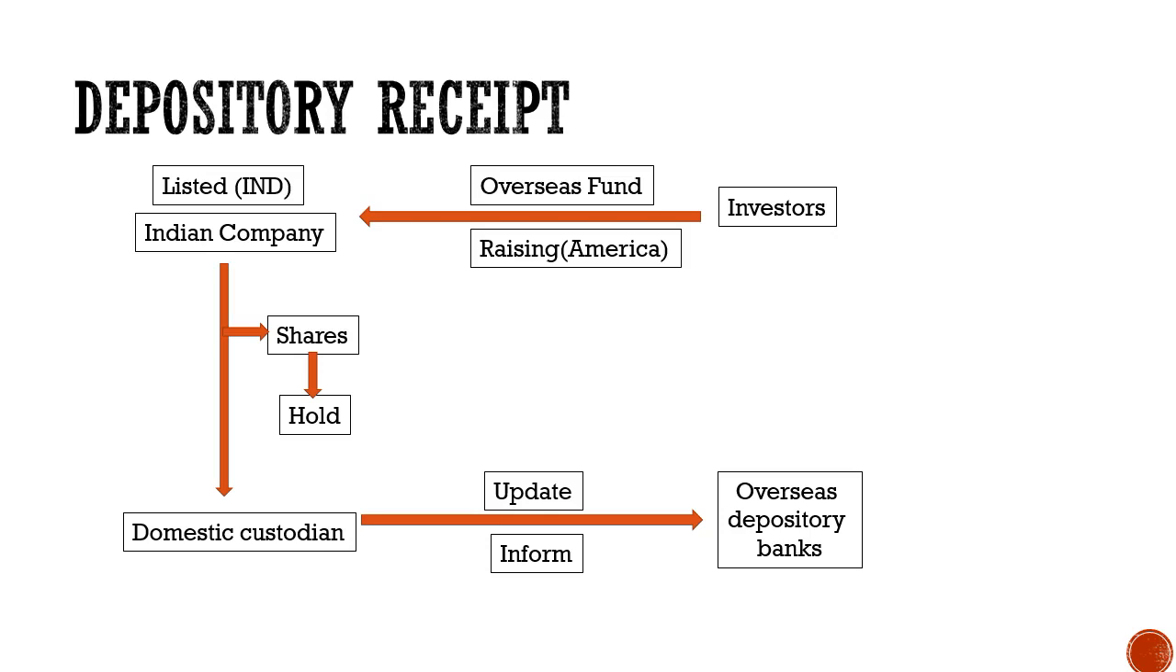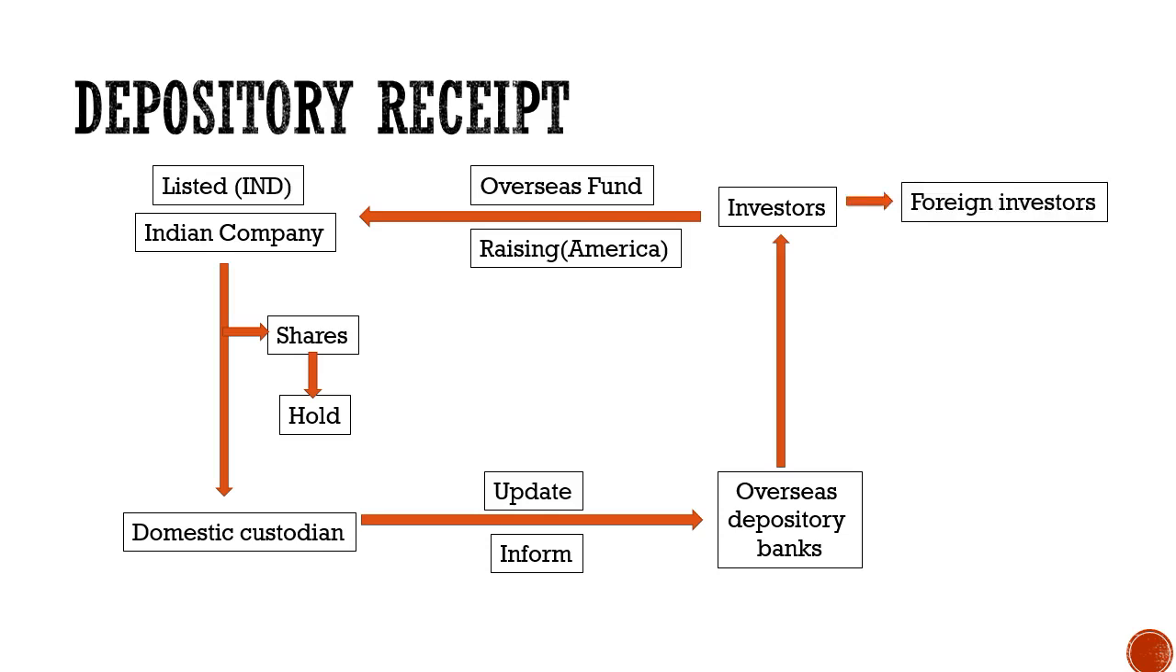Now, if any Indian company wants to give shares to a foreign company or a foreign investor, then that company has to, number one, give all its shares to the domestic custodian. Then the domestic custodian will update and inform the overseas depository bank, which will credit all the shares held, and thereafter it will inform and update the investor. And this investor is nothing but the foreign investor.